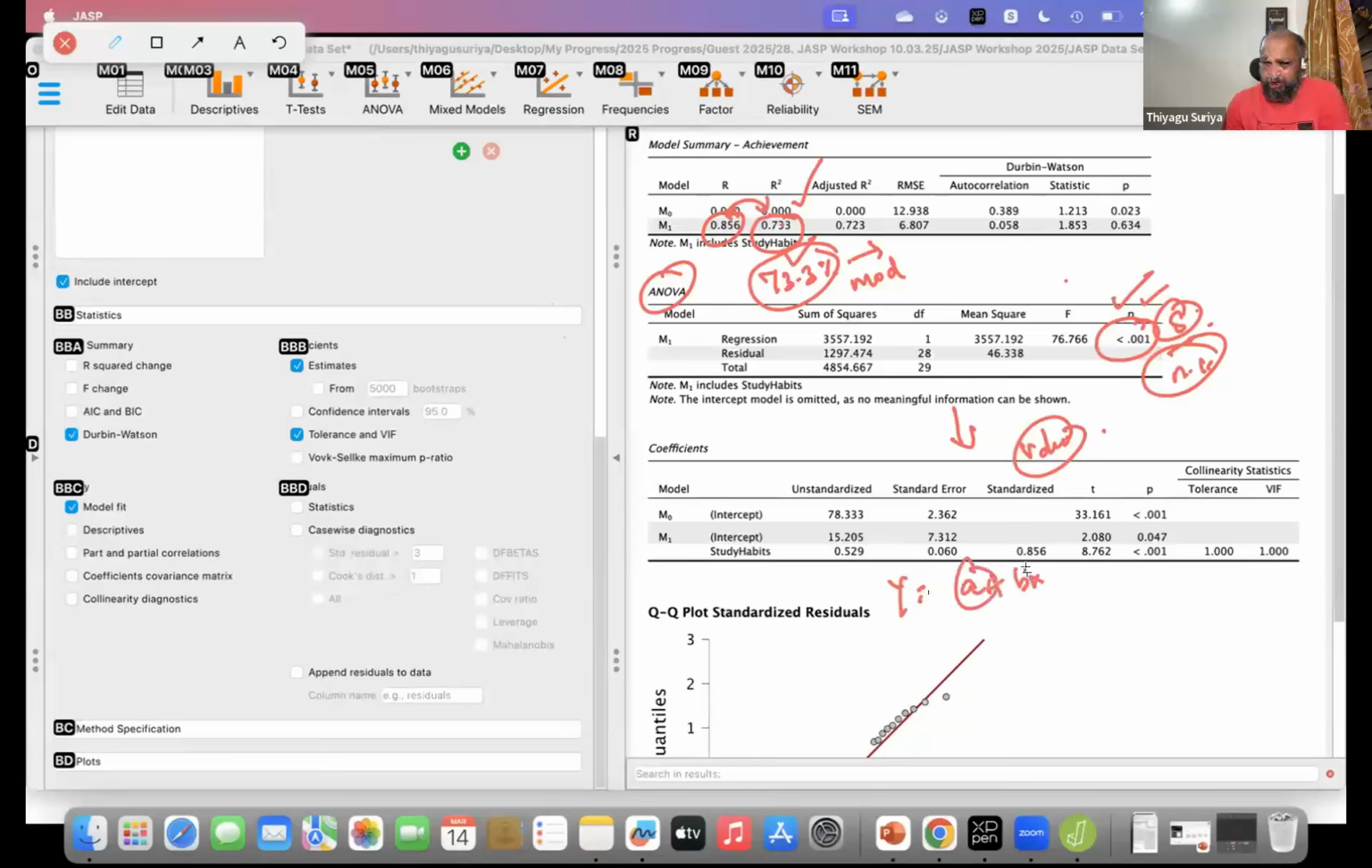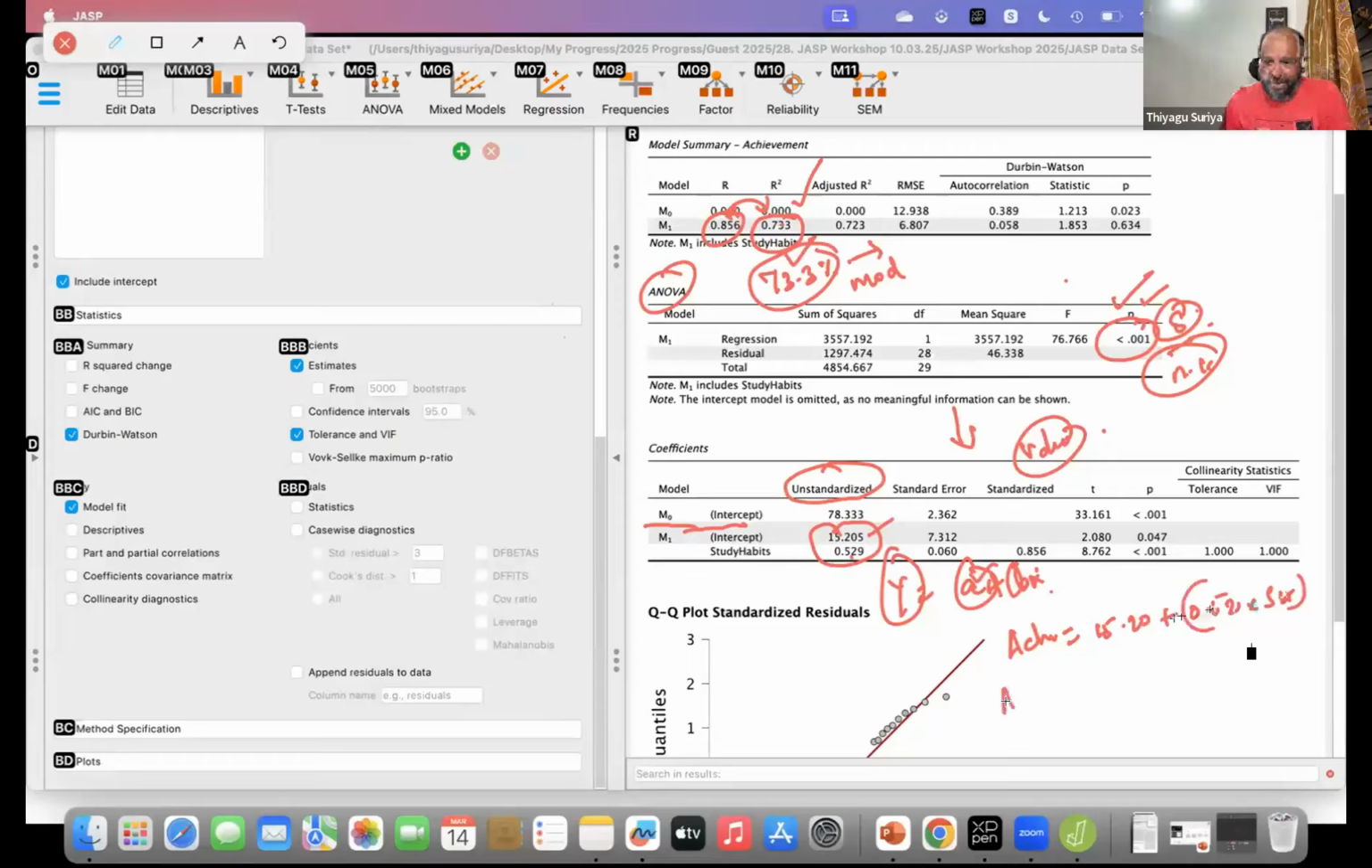A is a constant, that is called the intercept, and b is the coefficient of x, right? What is y in this case? The DV. It is achievement, sir. Therefore, achievement is equal to, take this one only, intercept M1 only, not the M0. We can take unstandardized scores of these two. Intercept score is nothing but constant score. Therefore, achievement is equal to 15.20 A, right? Plus, what is my B? Steady habits, right? 0.52 times steady habits. This is my regression equation.